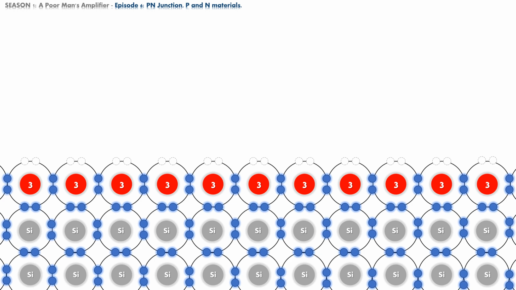Now, each of the surface silicon atoms is complete, with a full complement of 8 electrons, but each of the trivalent atoms now has 2 empty spaces, called holes, that are considered positively charged. We will mark a hole with an empty dashed black circle.